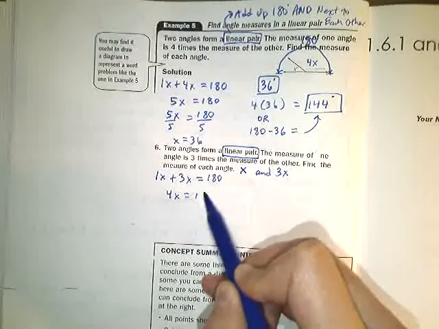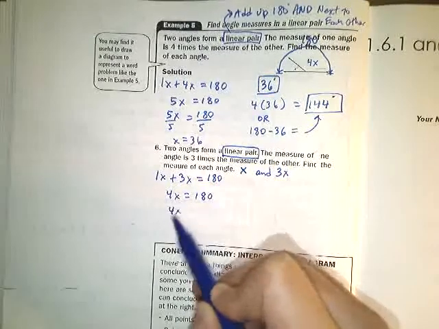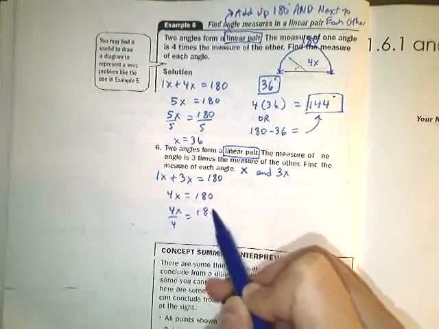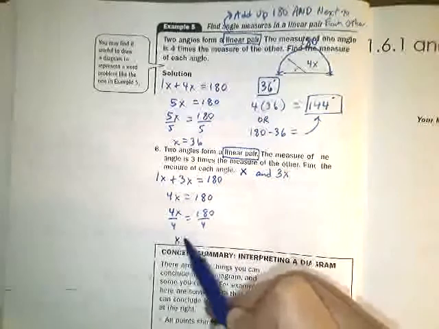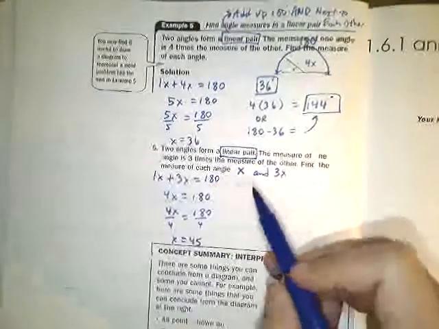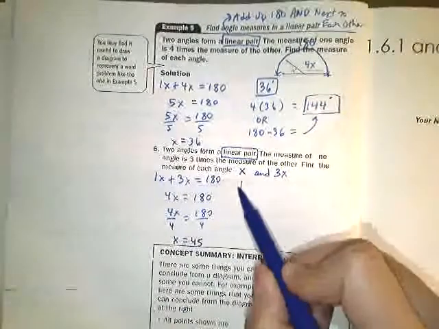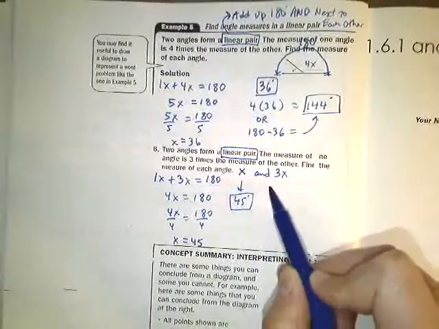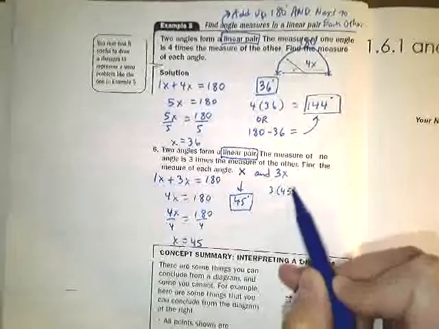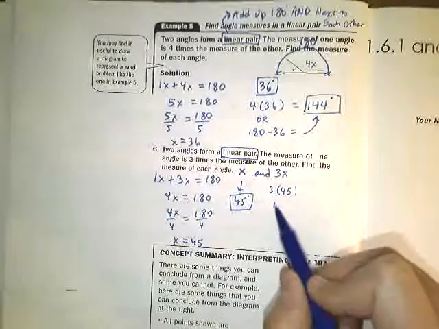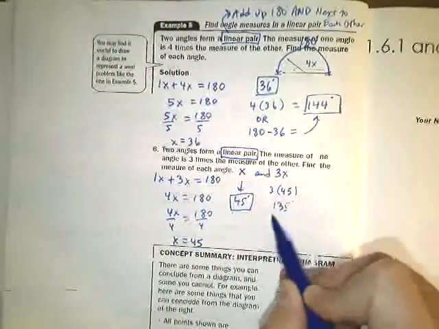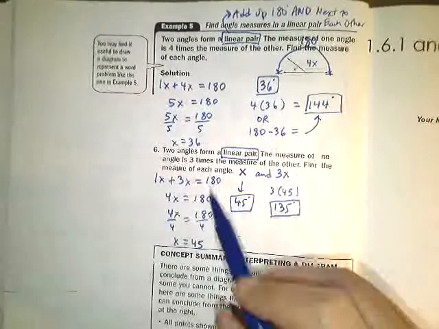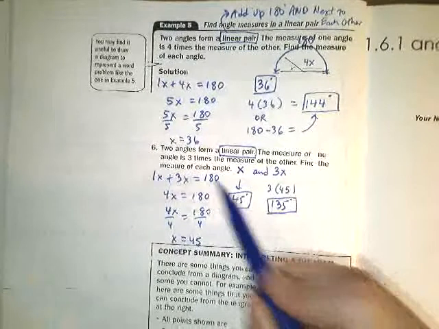So, solving this one, x turns out to be 45. And so the first angle is 45 degrees. The other one would be 3 times that amount, or 135 degrees. You could also find the second answer, if they add up to 180, by taking 180 minus 45 to get 135.